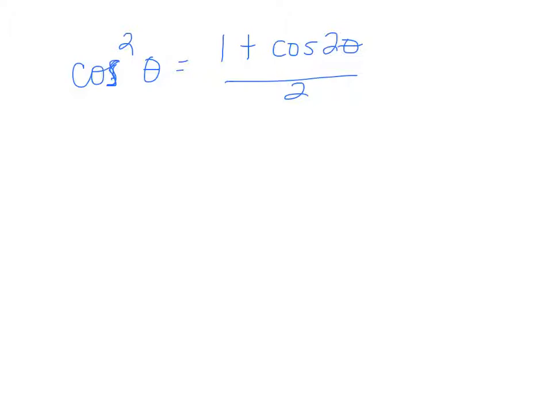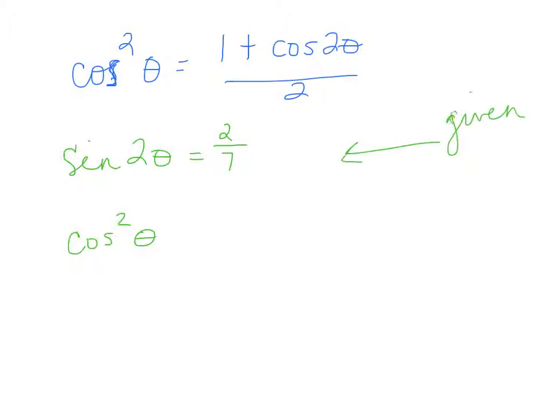Let's say, okay, sine of 2 theta equals 2/7. And I want to know what's the cosine squared of theta. Okay, so this one is given to me. They gave me what the sine of 2 theta is. I want to get to the cosine squared of just single theta.